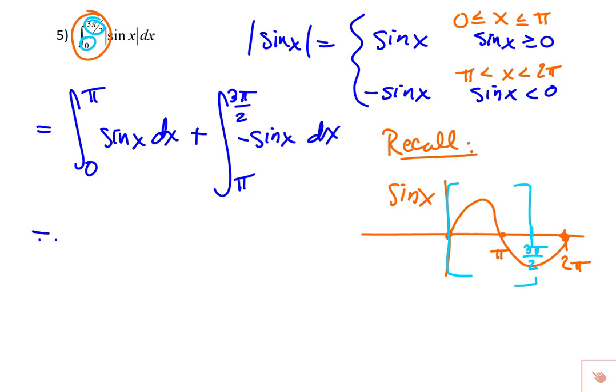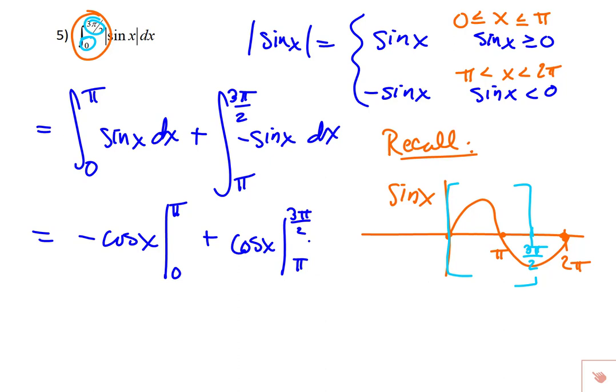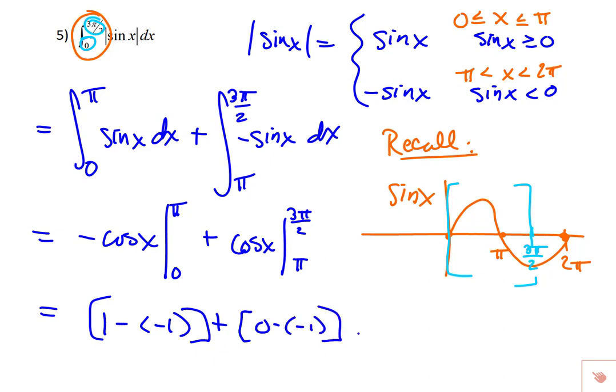So now we go ahead and apply our antiderivatives to get negative cosine of x, evaluated from 0 to pi, plus cosine of x, evaluated from pi to 3 pi over 2. So we're just using antiderivatives and keeping our bounds as discussed. Of course, when plugged in, this will turn into 1 minus negative 1 plus 0 minus negative 1, which ultimately will give us a value of 3 for our answer.